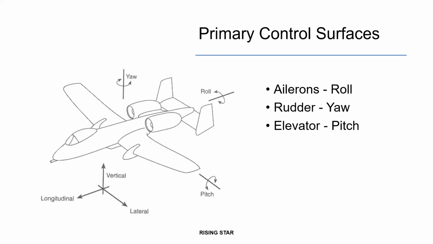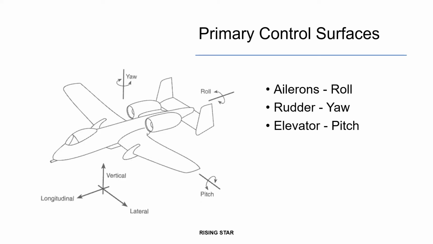So the longitudinal axis of the aircraft goes from nose to the tail, and the rotation about the longitudinal axis is called roll. And this is controlled by the primary control surface known as aileron. So there is an aileron on each wing and they move in opposite direction in order to perform the function.